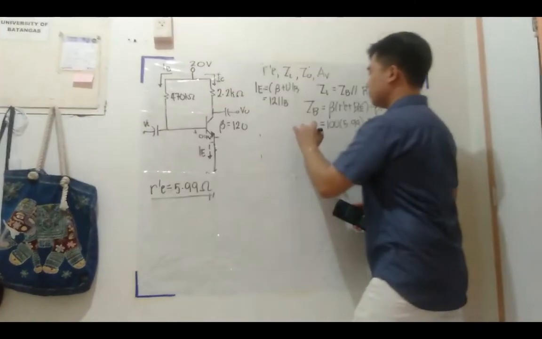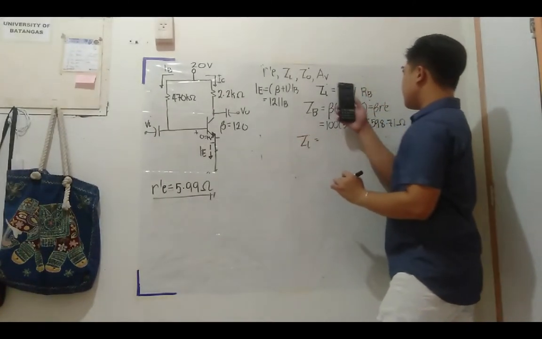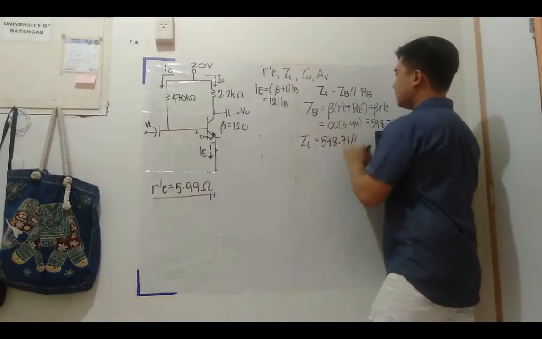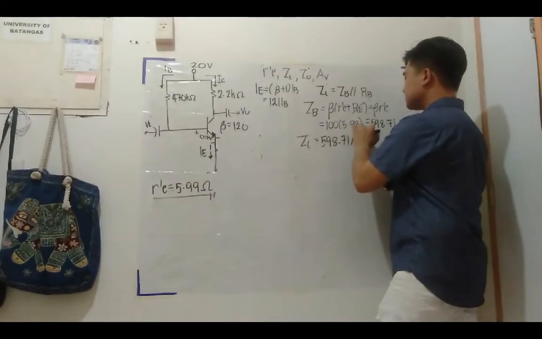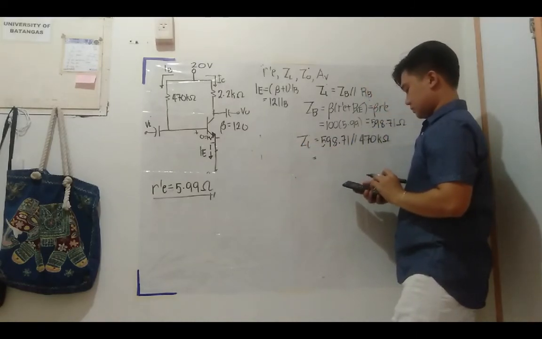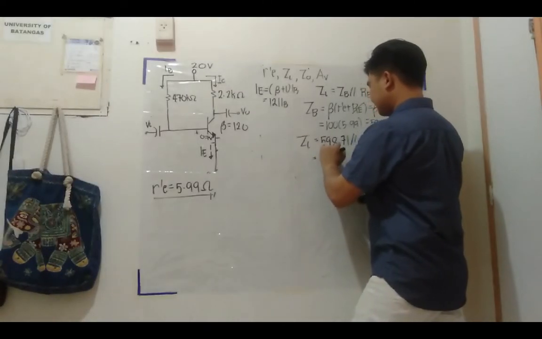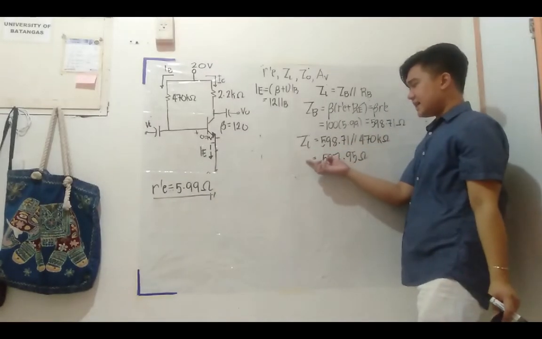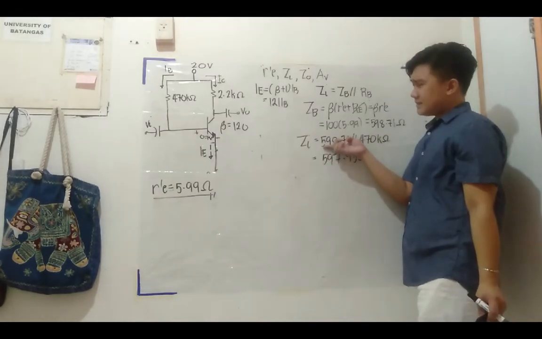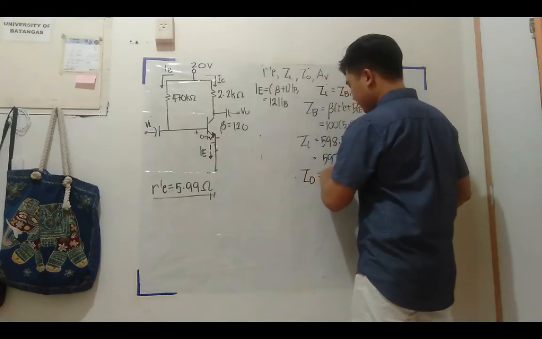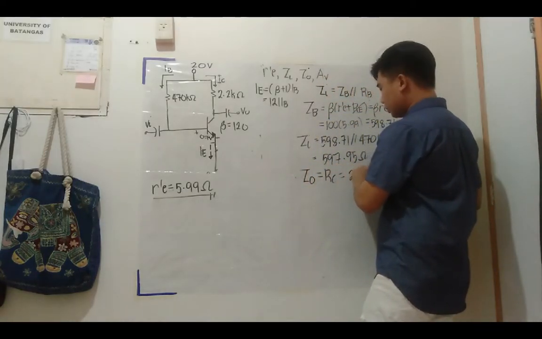ohms. To compute for the value of ZI, that is ZB, which is 598.71, parallel with RB, which is 470 kilo ohms. So, 597.95 ohms. Kung nakita nyo, hindi malayo ang value ni ZI kay ZB natin. Okay? Si ZO naman, still, RC pa din po yun, which is 2.2 kilo ohms.